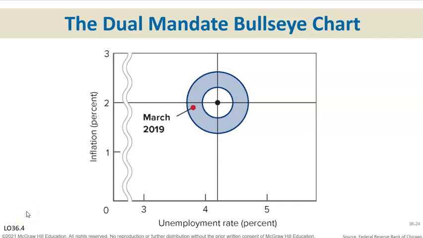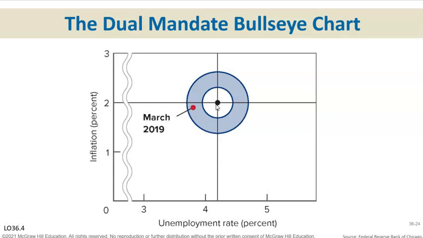This chart shows you the dual mandate. So there's a trade-off between inflation and the unemployment rate in general. Their goal is to stay right here in the middle of this bullseye, where inflation is about 2% and the unemployment rate is between 4 and 5%. The closer they are to the middle, the closer they are to achieving their dual mandate.